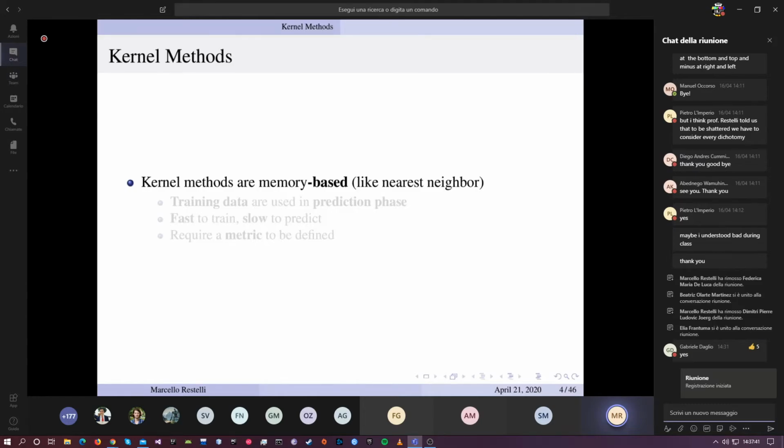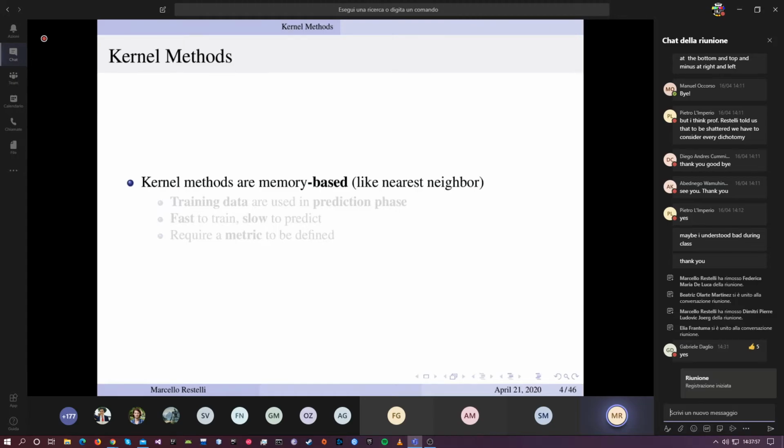Because actually, for k-nearest neighbor, what is the training time? You have no training time. The training time is only storing the data. Once you have the data, you have nothing to do. All the time of the algorithm is spent when you do the prediction.